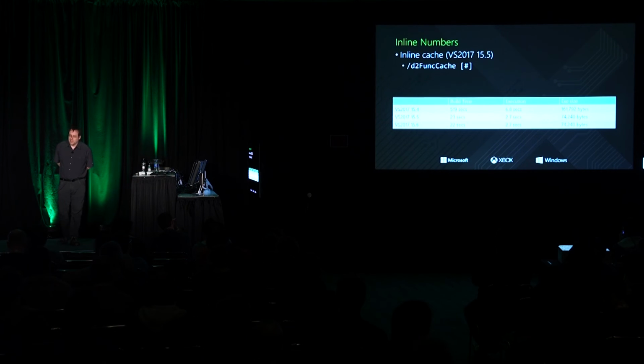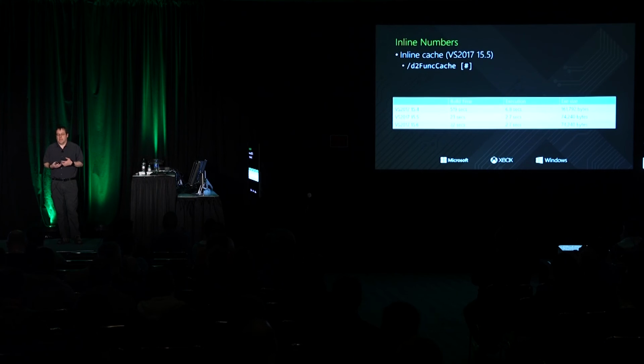So for the compile times, the actual 15.5 update fixed a lot of this. Basically what they added was an inline cache. It's a cache of the compiled inline function, so it doesn't have to redo as much work. And a function's added to the cache based on how many times it's been seen. The default is if the function's been seen at least 100 times, it's then added to the cache.